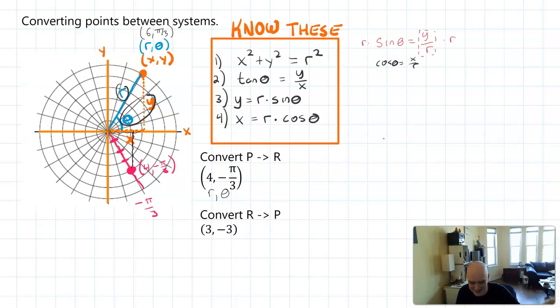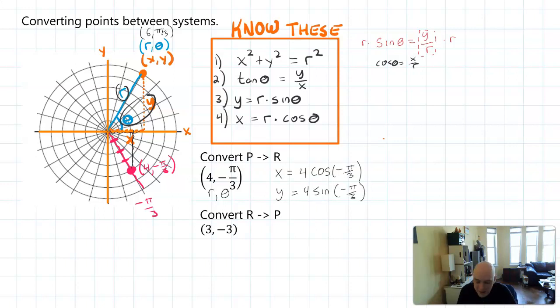So we don't need to necessarily go back to the triangle. Instead, I can just use the factor x is equal to r cosine theta. So that would be 4 cosine of negative pi over 3. And y would be 4 sine negative pi over 3.